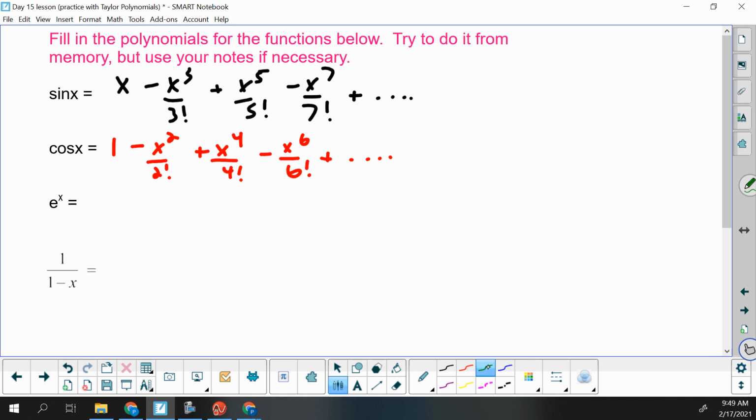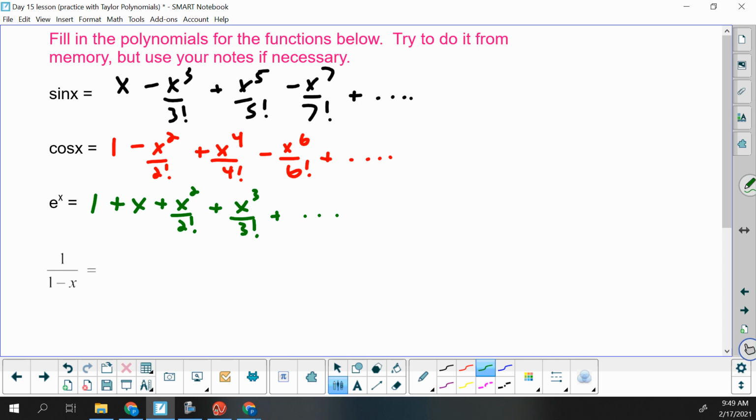e to the x has all the powers, all the factorials, and is always positive. So we have 1 plus x plus x squared over 2 factorial plus x cubed over 3 factorial plus dot, dot, dot. Really, that 1 has a 0 factorial under it, which is 1. x has a 1 factorial under it, which is also 1.